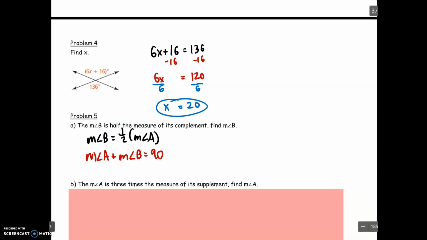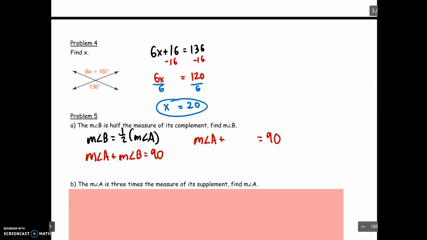If I wanted to solve, essentially what I'm doing is I can take this equation and use my substitution property. I know that B is the same thing as saying half of angle A. So I'm going to go into the second equation rather. I'm going to set up most of it.